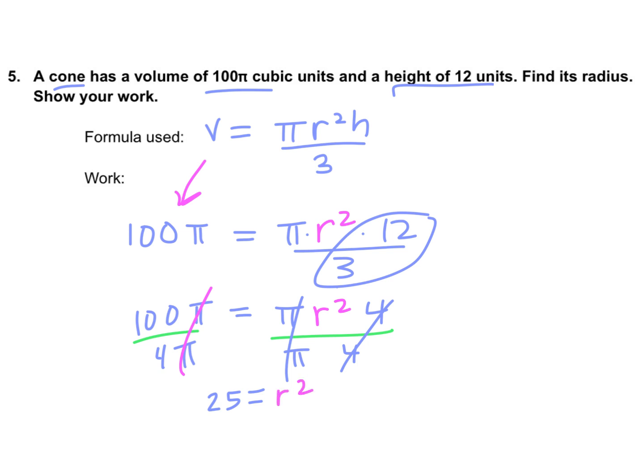So that's for something times something is 25, and it has to be the same number, or I could take the square root of 25. So I do know that 5 times 5 is 25. So therefore, our radius is just 5.